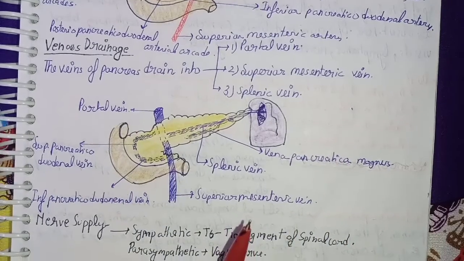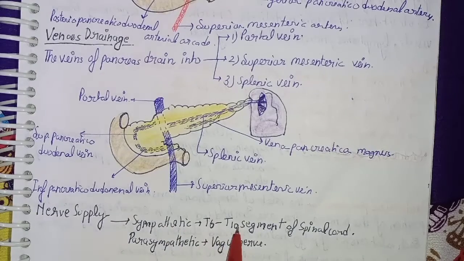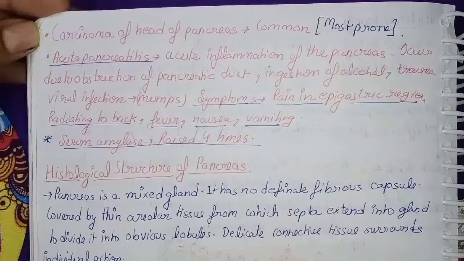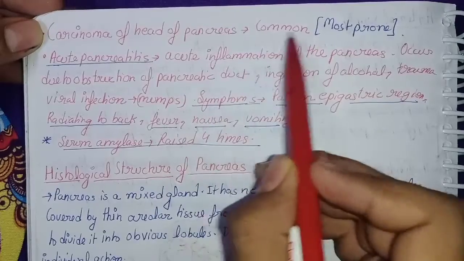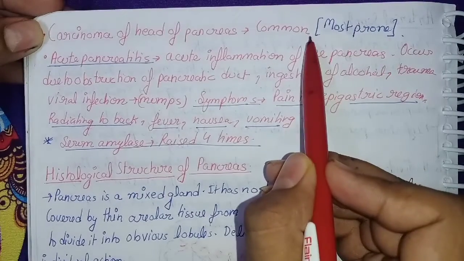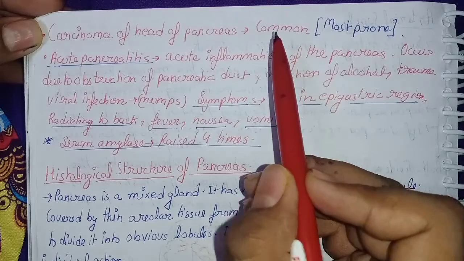Now coming to the nerve supply of the pancreas: sympathetic fibers from thoracic 6 to thoracic 10 segments of the spinal cord, and parasympathetic by the vagus nerve. Now coming to the clinical part, carcinoma of the head of the pancreas is the most common, which can also cause obstruction of bile, resulting in jaundice.